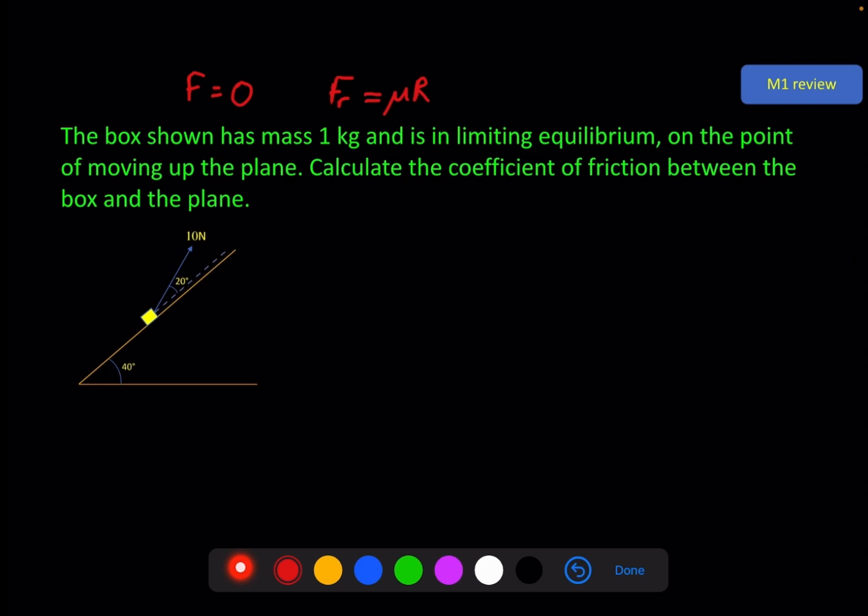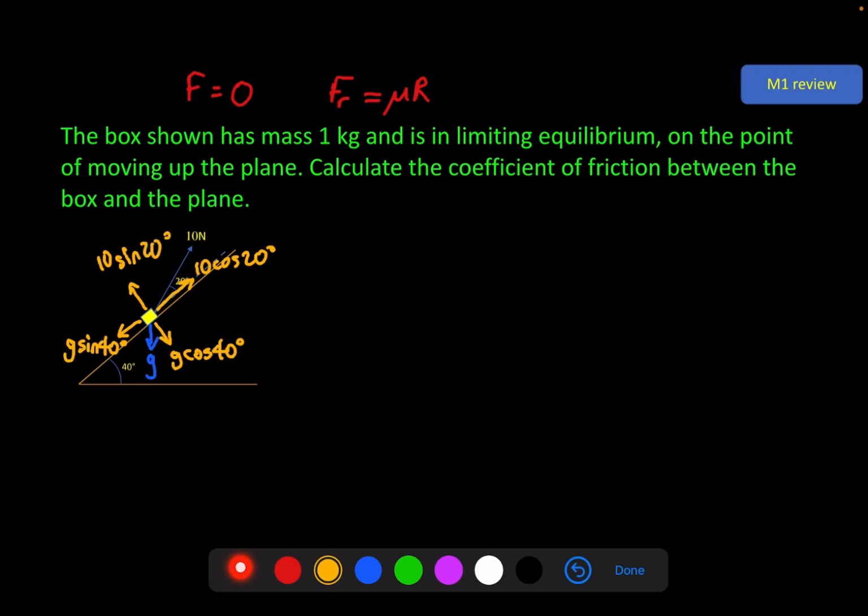To help us out, I'm going to put all of the forces on the diagram. We know that the box has mass 1 kilogram, acting vertically downwards. Now there are two forces on the diagram, and I'm going to split both of these into their component parts. So gravity, this way, is g cosine 40, and acting down the plane, the component of the weight is g sine 40 degrees. The pulling force up the plane is equal to 10 cosine 20 degrees, and perpendicular to the plane coming out this way, 10 sine of 20 degrees.